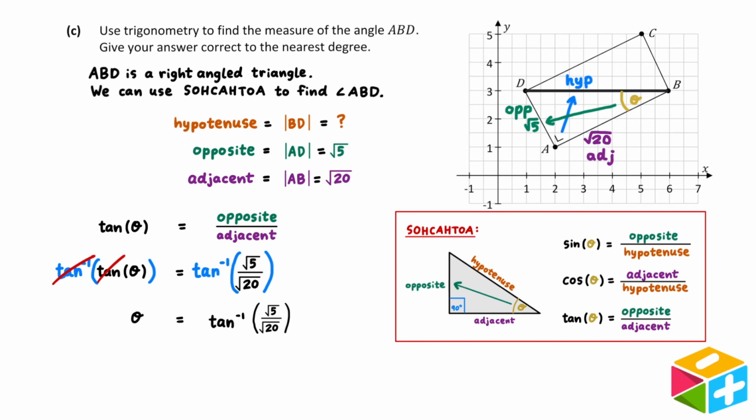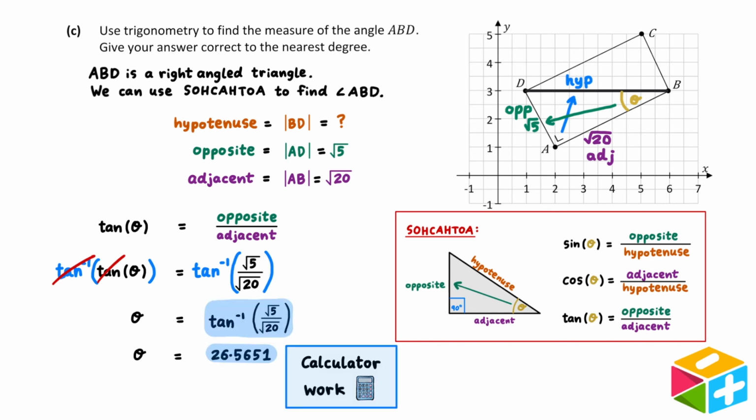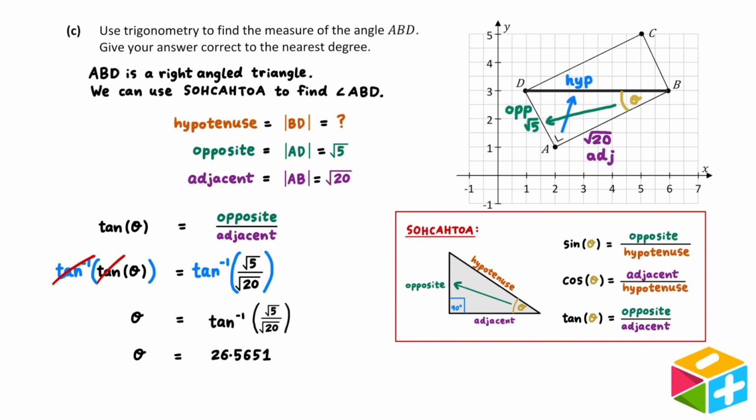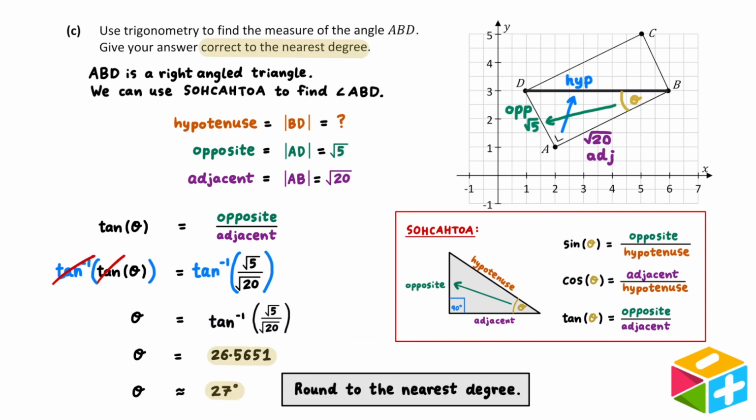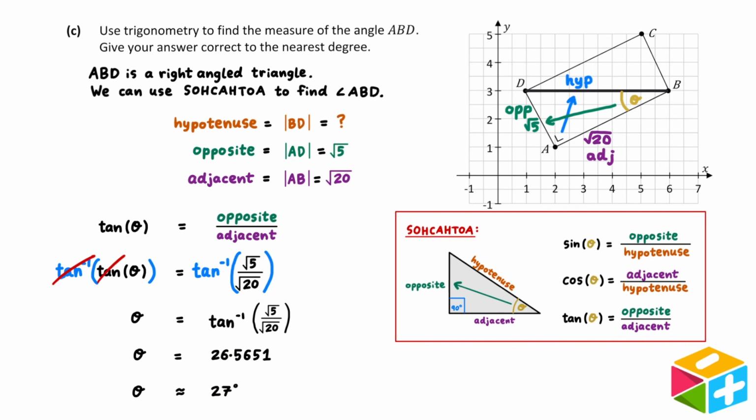From here, it's a matter of doing some calculator work and some rounding. Our final answer is that the angle ABD is equal to 27 degrees.